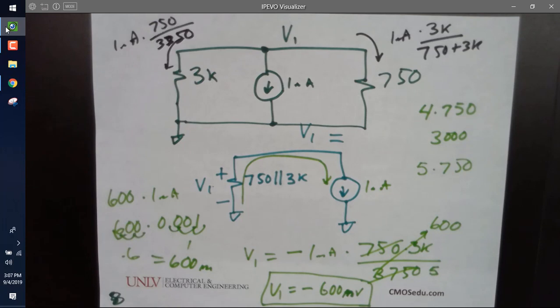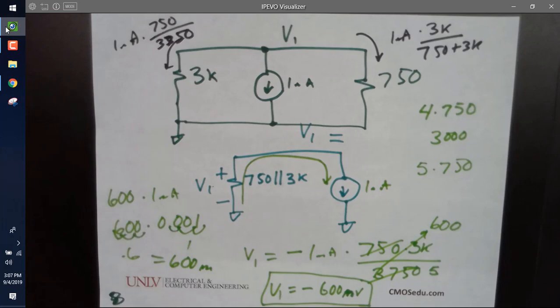All right. You know the other way you could look at it? Just by knowing that the 750 ohms is 5 times smaller than the 3K, what can you say about the current flowing in that 750 versus the 3K? The 750 is going to be 5 times higher, because the 750 and the 3K both have the same voltage across, and the lower resistance will have a higher current.